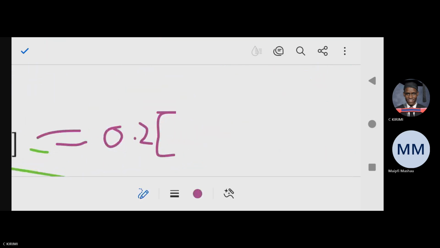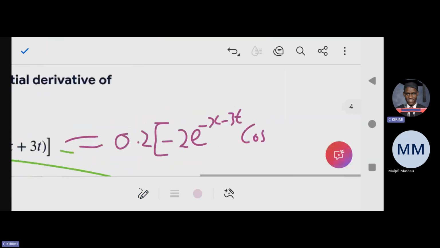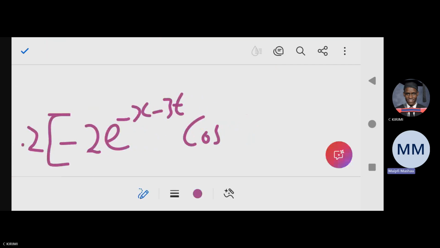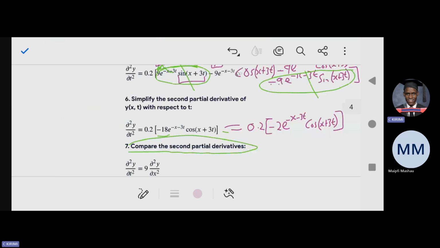Multiplied by negative 2e to the power minus x minus 3t cos x plus 3t. Put your bracket, then you close. That's what we have found. Partial squared y with respect to t is equal to partial squared x with respect to x.